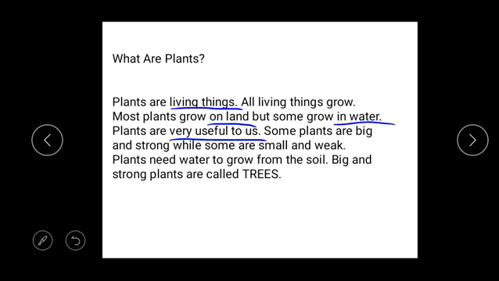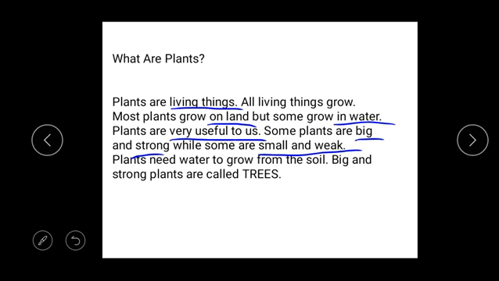Some plants are big, some are strong, some are big and strong, while some are small and weak. When you go to the forest, you see big and strong plants or trees. And if you are very familiar with the assembly ground in school, you can see that we have a big and strong plant.